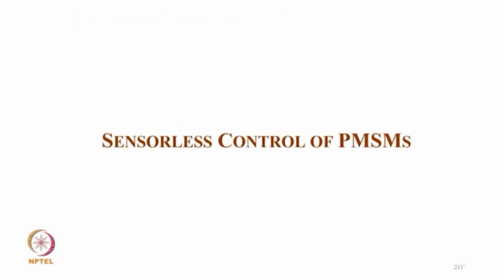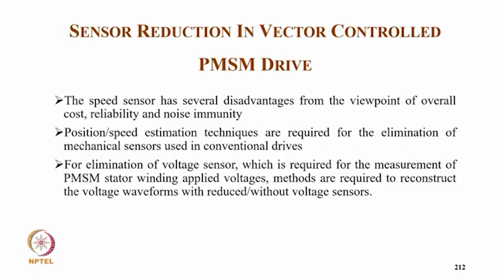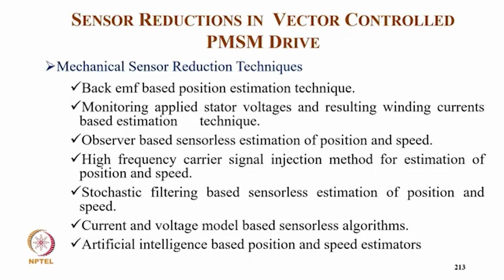Now coming to sensorless control of PMSM. So now, sensor reduction in vector control PMSM drive. The speed sensor has several disadvantages from the viewpoint of overall cost, reliability and noise immunity. Position and speed estimation techniques are required for elimination of mechanical sensors used in a conventional drive, and for elimination of the voltage sensor which is required for the measurement of the PMSM stator winding applied voltage. Methods are required to reconstruct the voltage waveform with reduced or without voltage sensors.